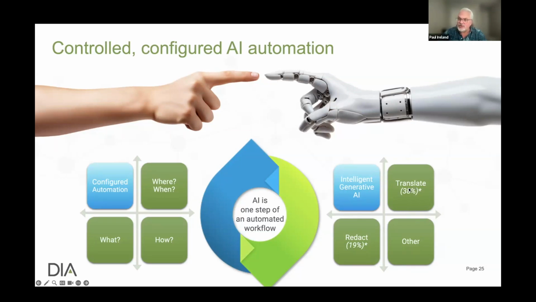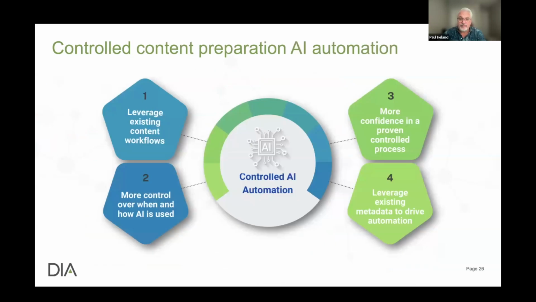So a lot of organizations are looking to try to automate their translation processes or redaction, and things like the rendering platform can provide a controlled platform or framework for you to do that.